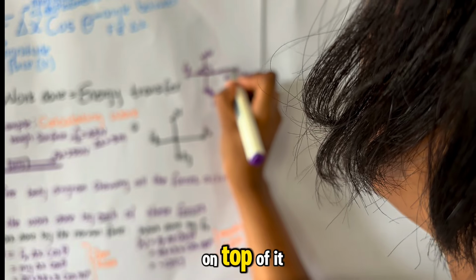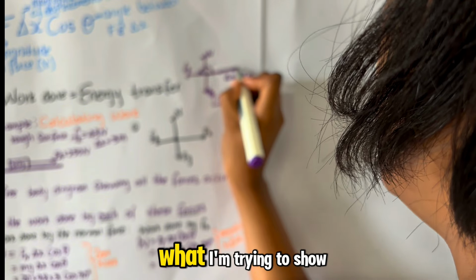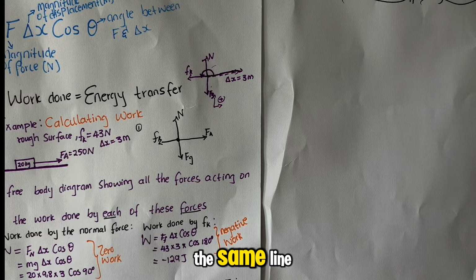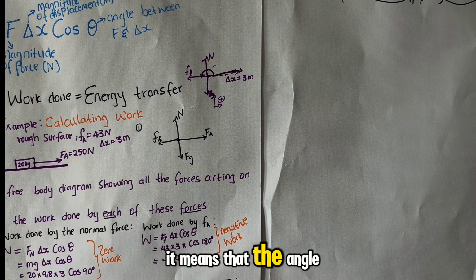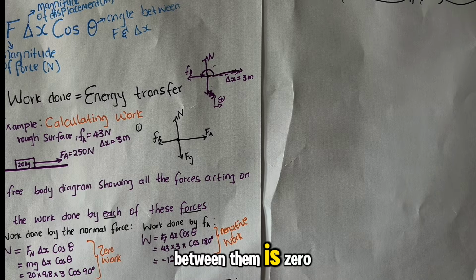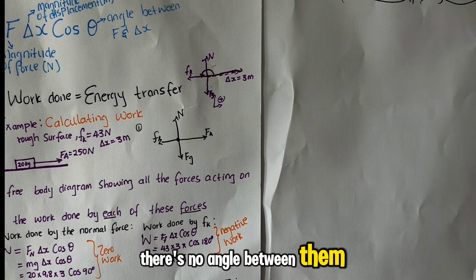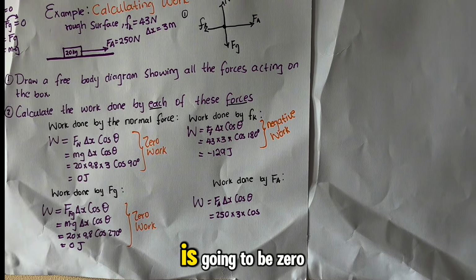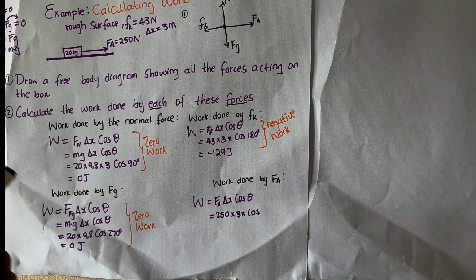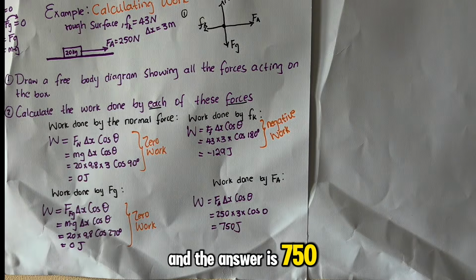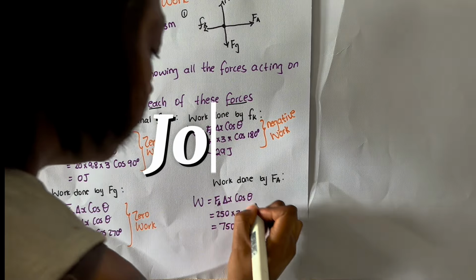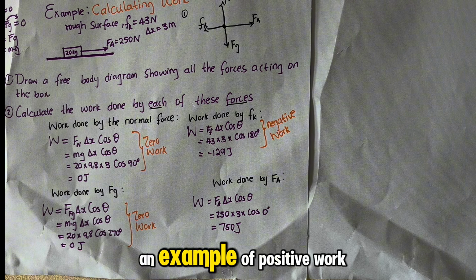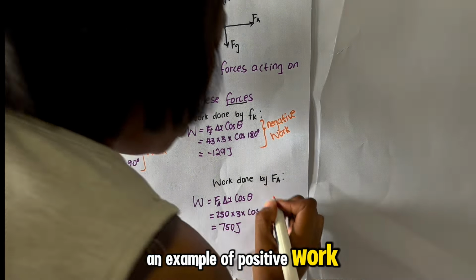I don't want to draw it on top of it because then you're not going to see what I'm trying to show you. So because they're literally on the same line, if I can put it like that, it means that the angle between them is 0. There's no angle between them. They are parallel to one another. And so my theta here is going to be 0. And the answer is 750 joules. Notice how my answer is positive. That means that this is an example of positive work.